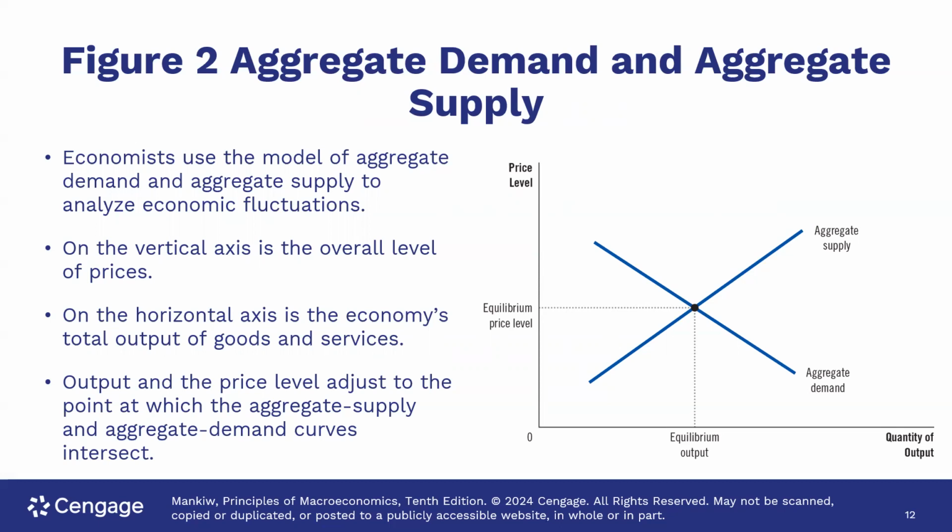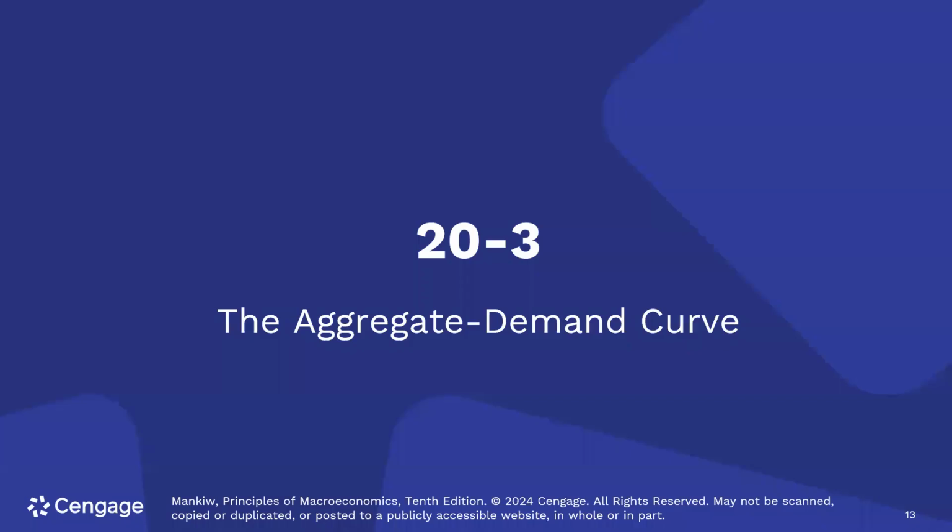Right? However, there's something else we need to add. Now after we get the structure of this model, we need to add more details to it. So the economists use the model to analyze economic fluctuation. On the vertical axis, so here are all the elements. This is the framework that we will work on in the entire chapter.